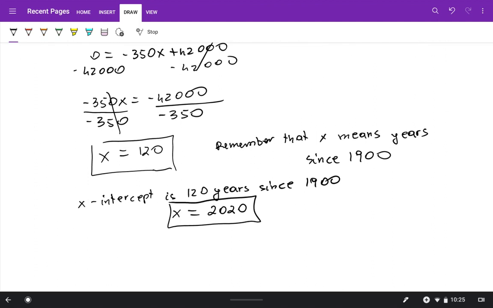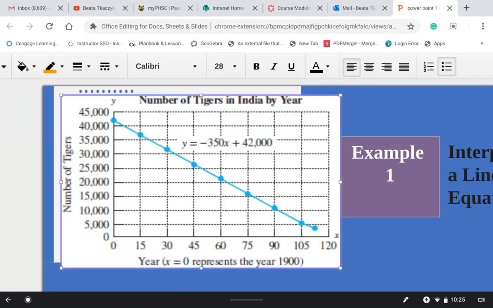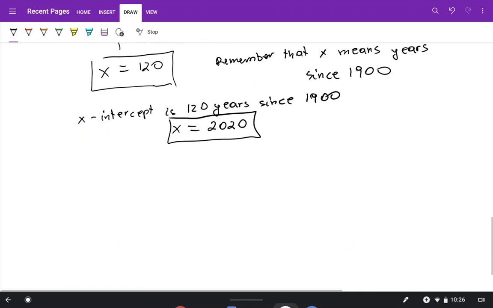And what is the meaning of the x-intercept? If you go back to the graph, x will be 120. So when we are at the x-intercept, the y coordinate equals 0. Y represents the population of tigers. So that means in 2020, the population of tigers will be 0, so there are no tigers left in India. This is the meaning of the x-intercept. So x equals 2020, which means the point (2020, 0) on the graph. X, and this is y.